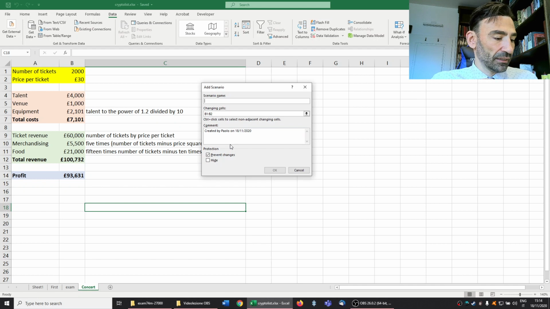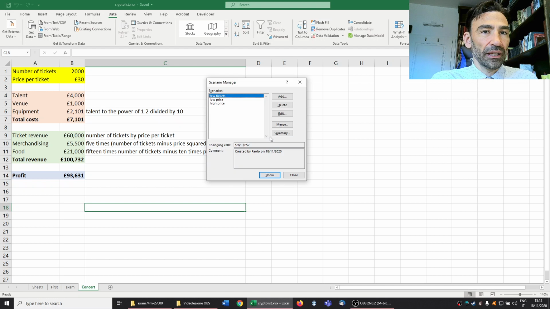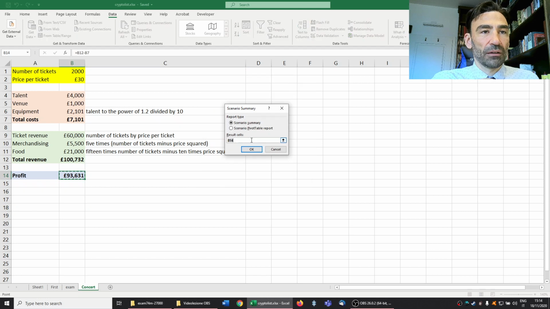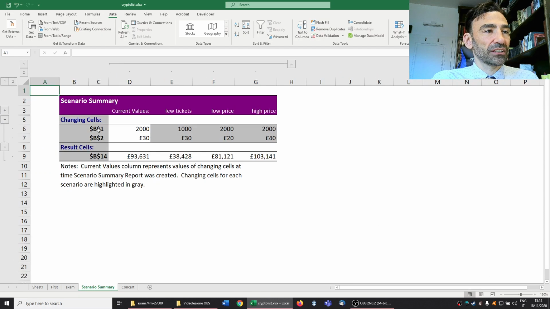Another scenario: high price. Let's increase the price to 40. Done. Produce a scenario summary sheet. Obviously, summary. Our result is the profit. Done. The professor did not ask me to set up the cell, so I don't do it.